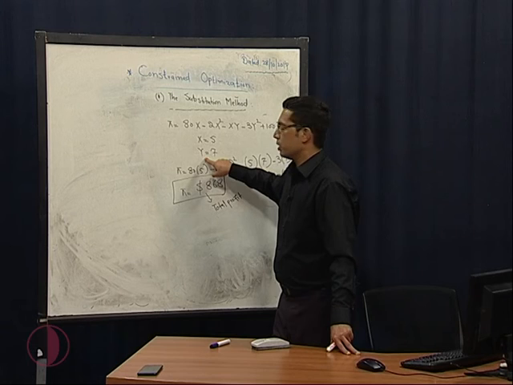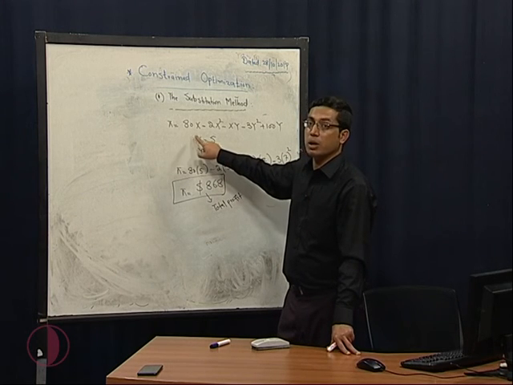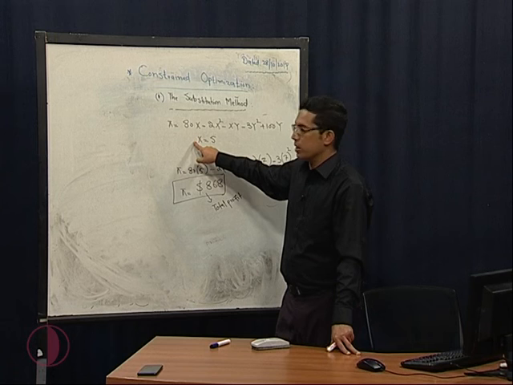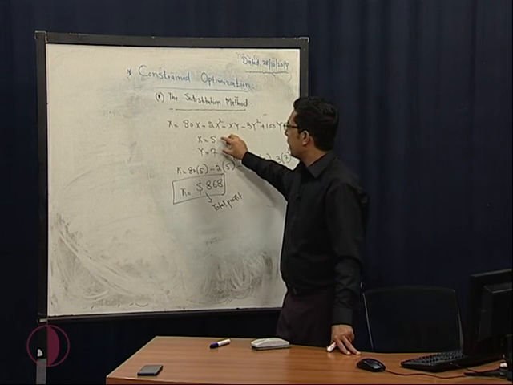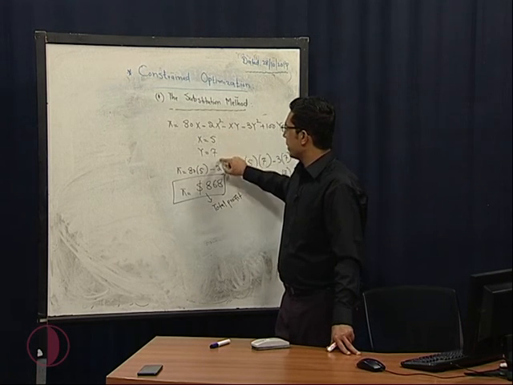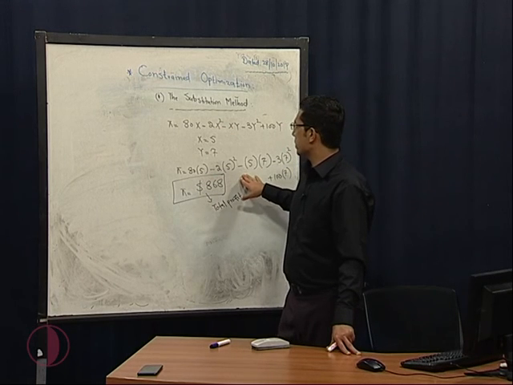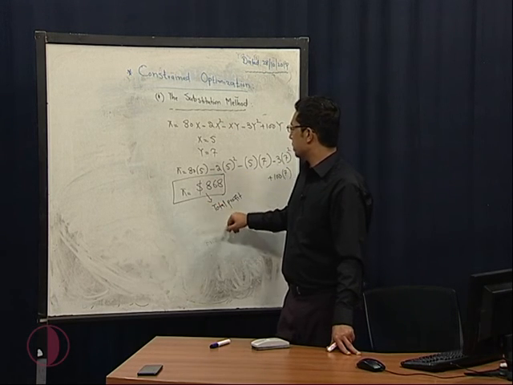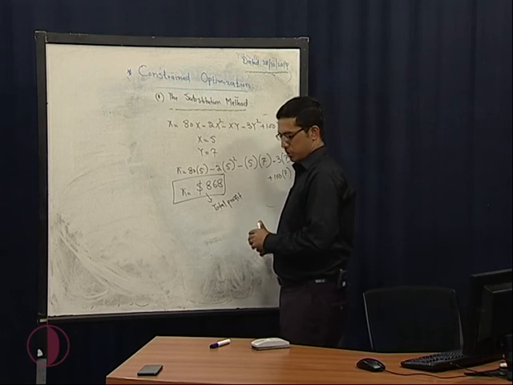After getting this value, we will substitute it in the original constraint function in order to find out the value of x. After finding the value of x and y, we will substitute both values in the original profit function in order to find out the total profit of the business firm. So this was the substitution method.